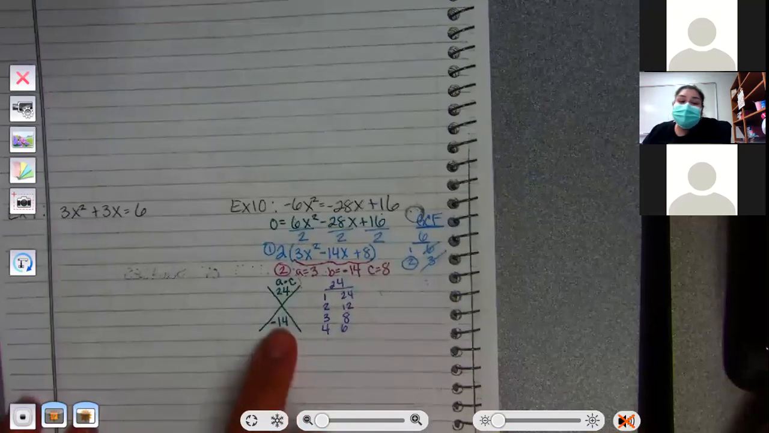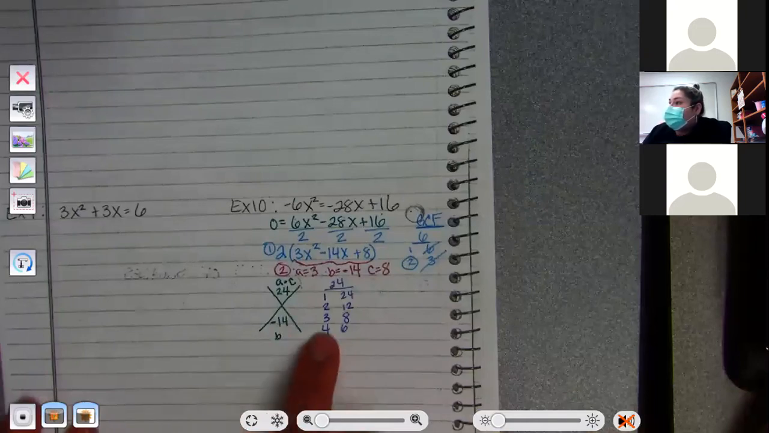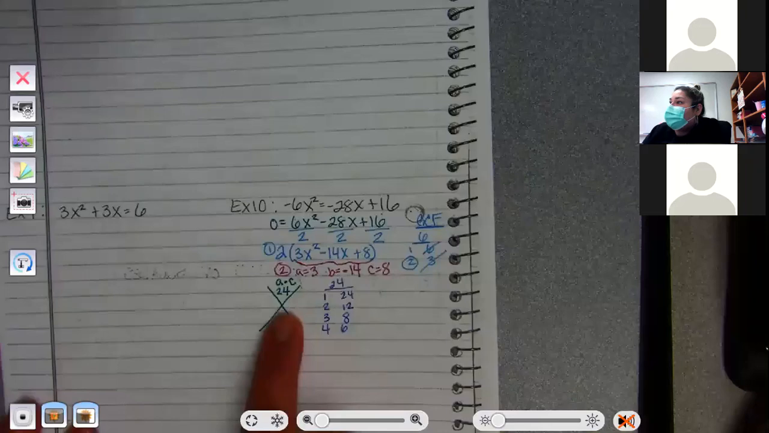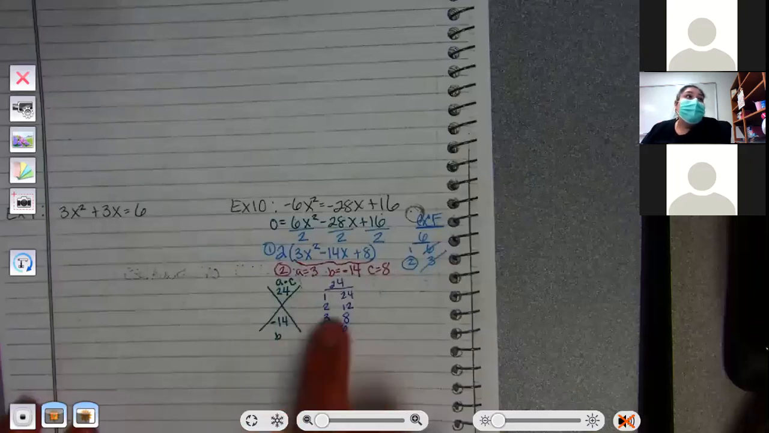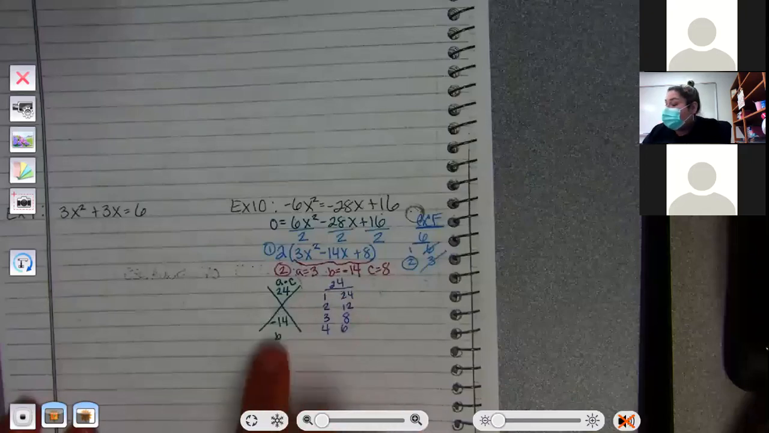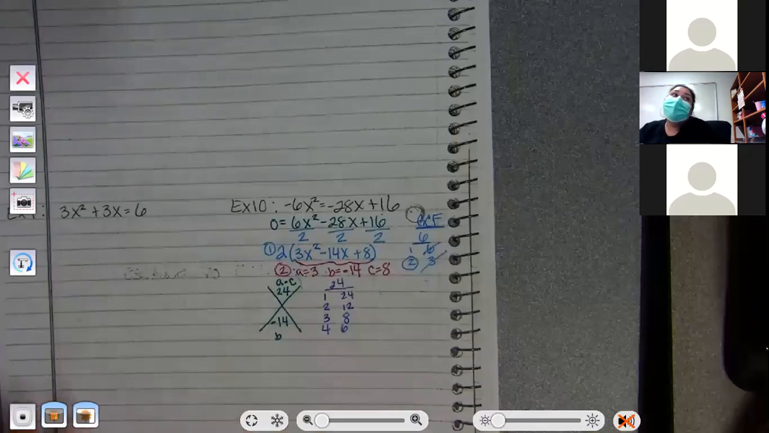Well, if I have a -14, what does that mean? How can I get a -14 when I'm adding? They both have to be what? Negative, right? And I know that because of this. So you're using both of them and trying to figure out the numbers. So out of these pairs, which one of these is going to give me a positive 24 when I multiply and a -14 when I add them together? What would they have to be? Type them in the chat. What do you think? Which combination am I going to use? Yes. Good.